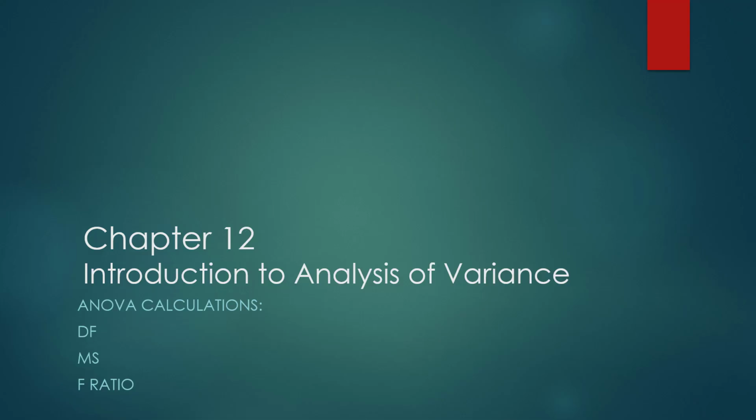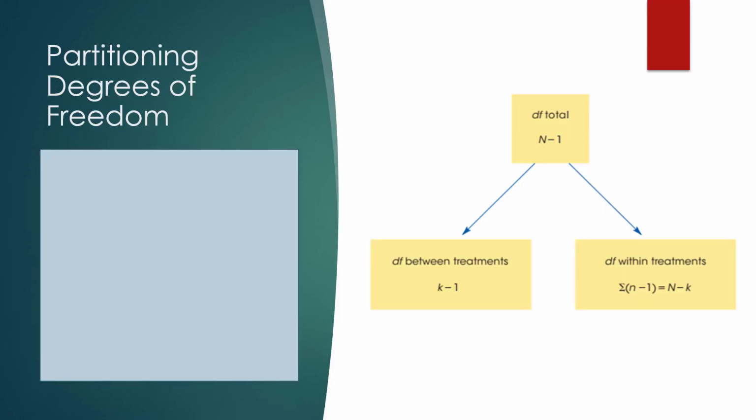In this video, we're going to continue on with the calculations for our analysis of variance. We'll go over how to calculate degrees of freedom, our mean squared value, and our F ratio. So first, we're going to talk about how to partition our degrees of freedom.